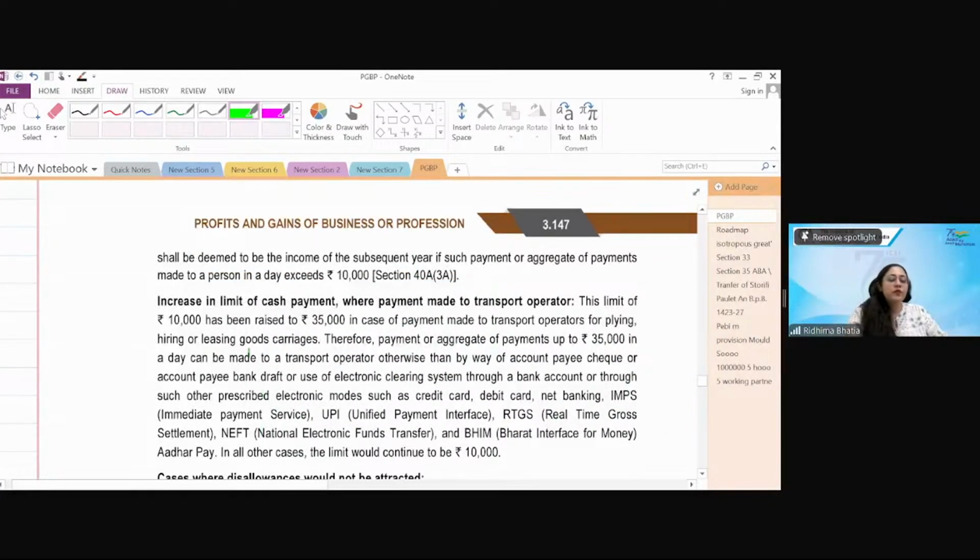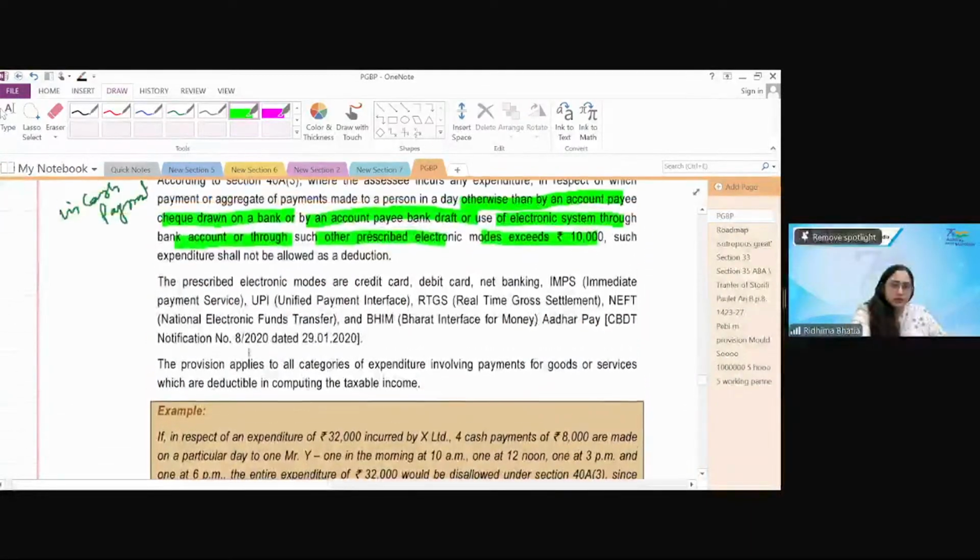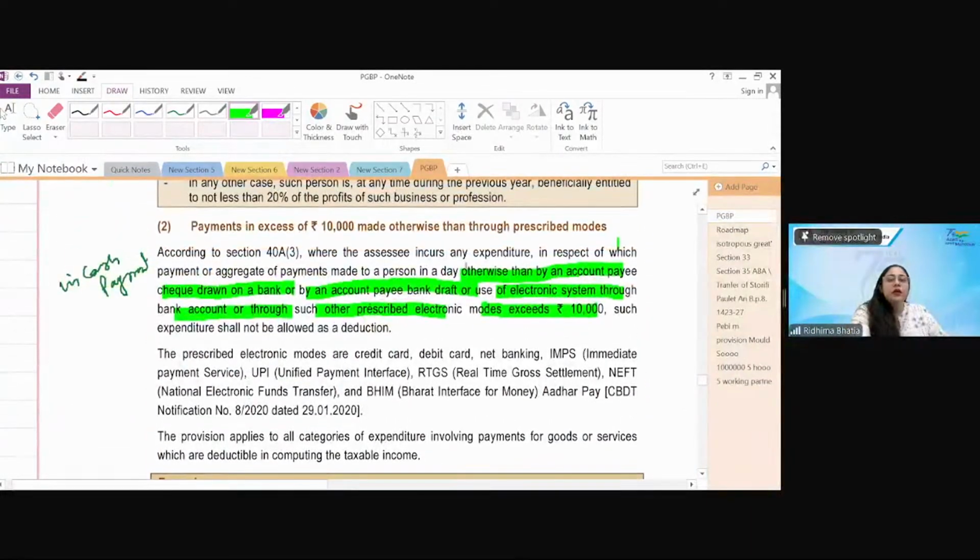See, if you will read the section, it says payment otherwise through prescribed electronic modes. And prescribed electronic modes में ये सब आते हैं: किसी को नेट बैंकिंग करना, डेबिट कार्ड, क्रेडिट कार्ड से देना, IMPS, UPI, RTGS, भीम ऐप से देना, आधार पे से देना, NEFT. All of these are your prescribed electronic modes. ठीक है? So if you're making payment through them, they are not to be considered as paid in cash.